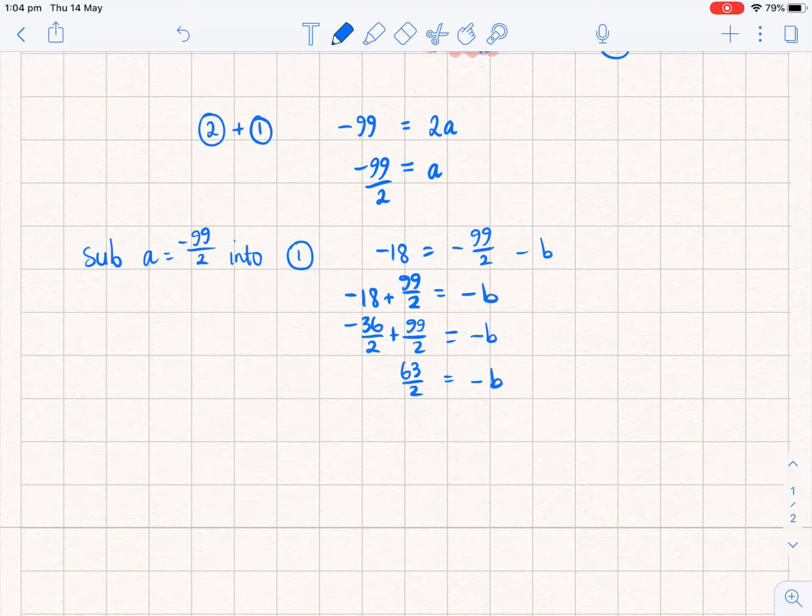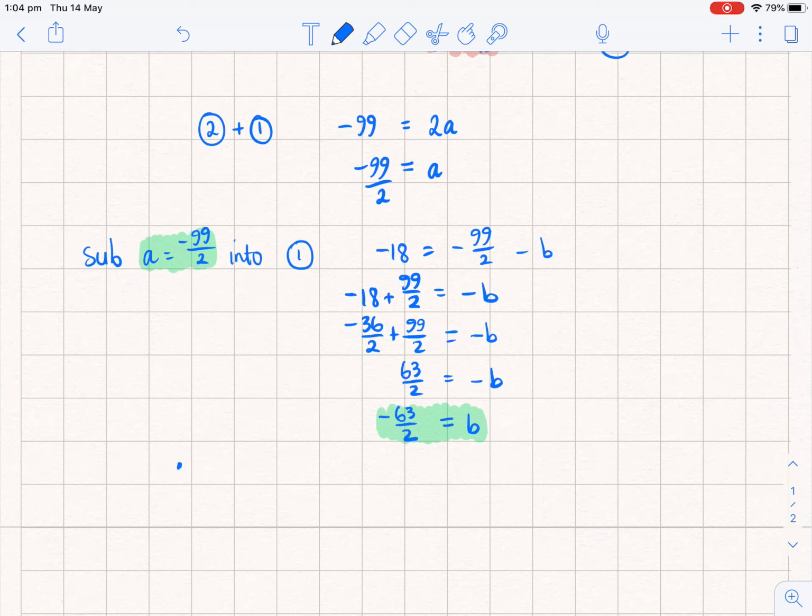Now this is equal to negative b. Be very careful. We don't want to know what negative b is. I want to know what positive b is. So positive b will just equal negative 63 on 2. And I've got my two answers. I've got my value for a, and I've got my value for b. So the final thing I probably should do is say something like, therefore, a equals negative 99 on 2, and b equals negative 63 on 2.